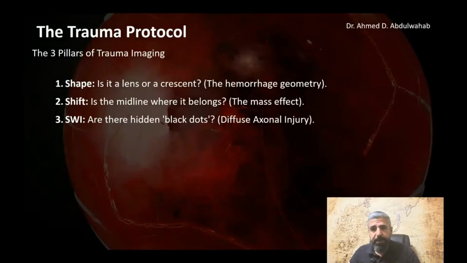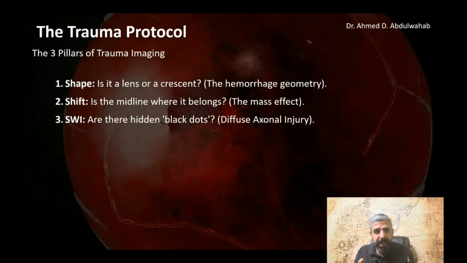First of all, the trauma protocol. To survive the trauma bay, you need a protocol. Rule number 1, check the shape. Blood tells you which vessel broke by how it flows. Rule number 2, check the midline. If the brain is shifting, the patient is dying. Rule number 3, when the CT looks normal but the patient is comatose, go to MRI, SWI or susceptibility weighted imaging. The truth is in the microbleeds.